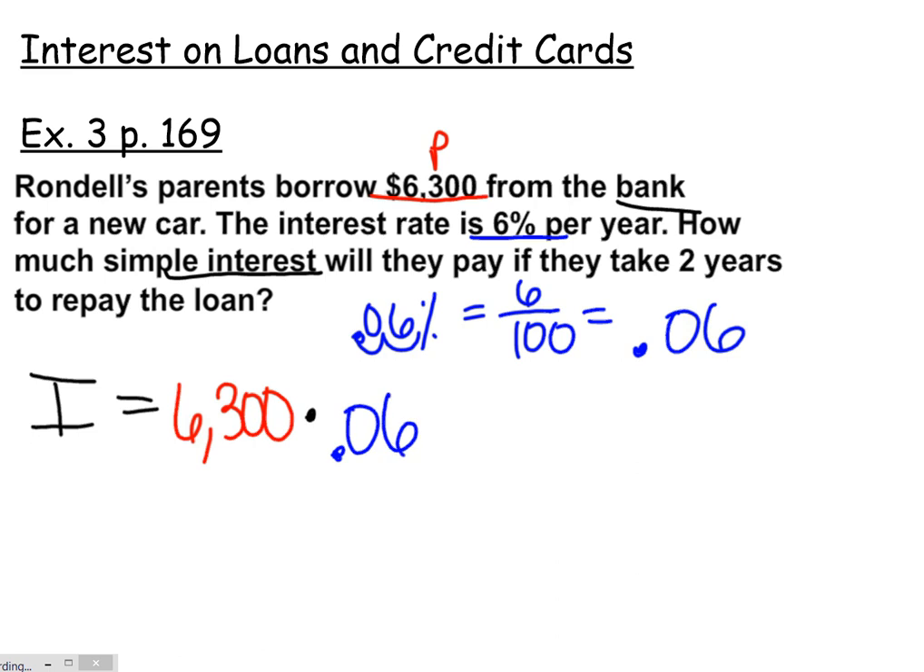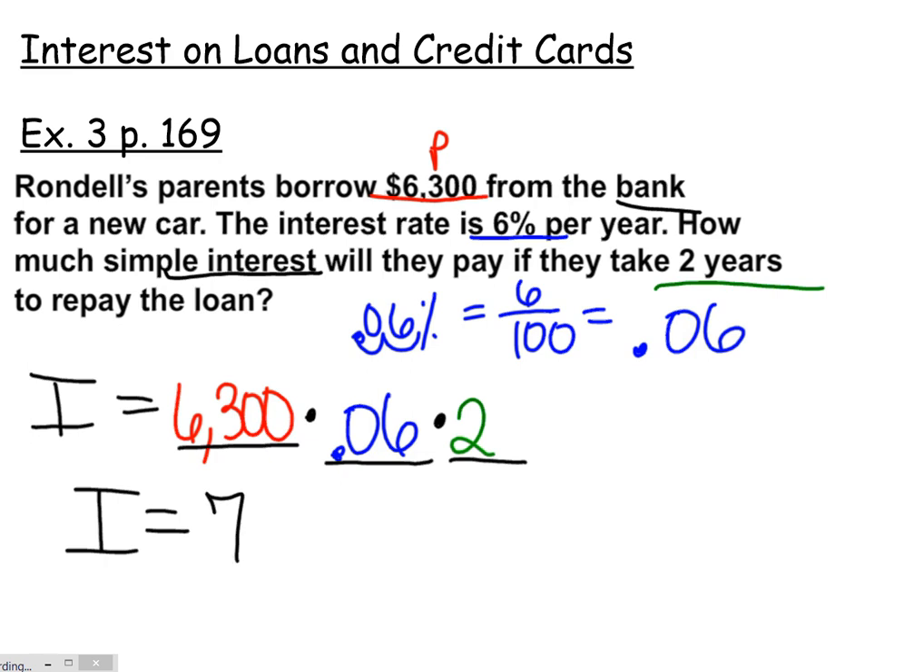So we multiply that by the interest rate of 6%. And the time it takes is in green. The time is 2 years, so we can just keep it times 2. In your calculator, all you have to do is type in 6,300 times 0.06 times 2. When you calculate that, you will get a total of 756.